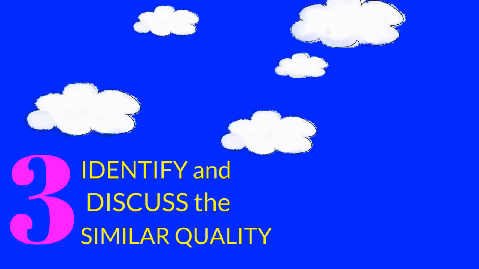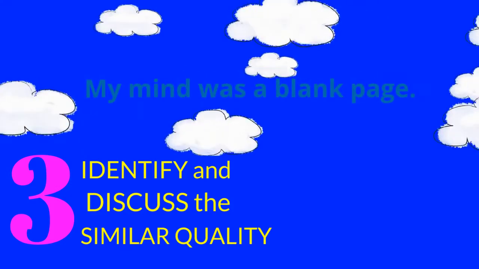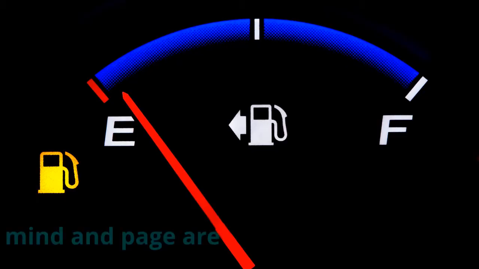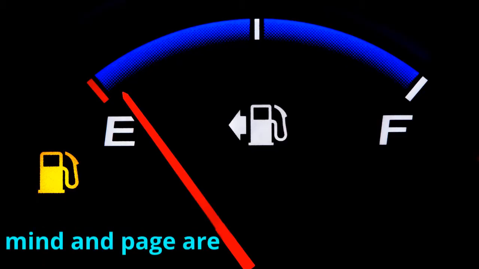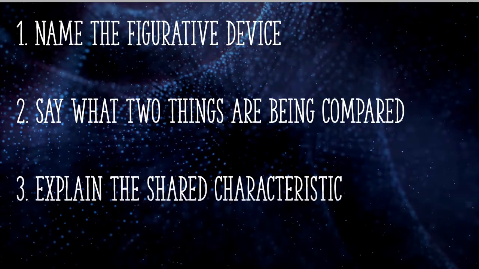Step 3. Identify and discuss the shared characteristic. In other words, explain how the 2 things being compared are similar. What is the one thing that the 2 things have in common? Now that you have the 3 steps, 1, name the figurative device, 2, say what 2 things are being compared, and 3, explain the shared characteristic, you can explain any figurative expression.